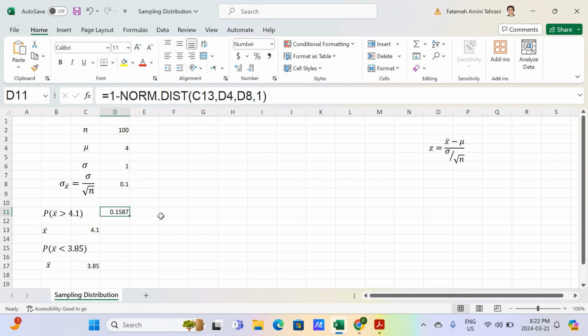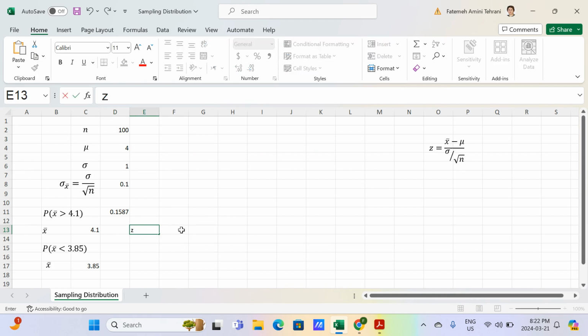Okay, I can find this probability by using z. In this case, I got this probability by using x bar with the normal distribution. When you work with x bar directly, we use the normal distribution. But if you are going to work with a standard normal distribution, you need to find the z value of x bar. To find the z value of x bar, I'm going to use this formula: x bar minus mu over sigma over square root of n.